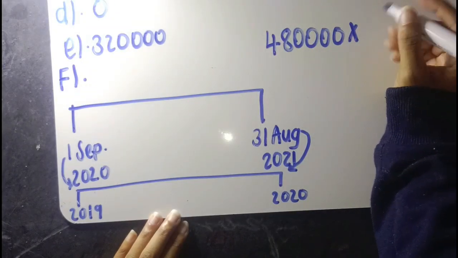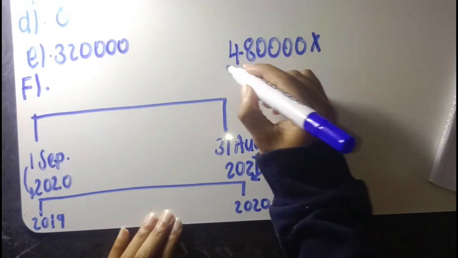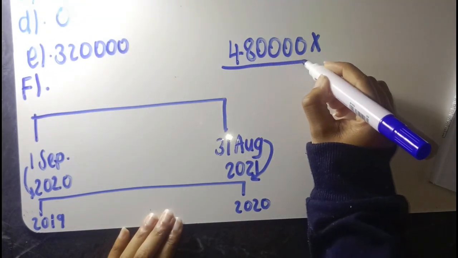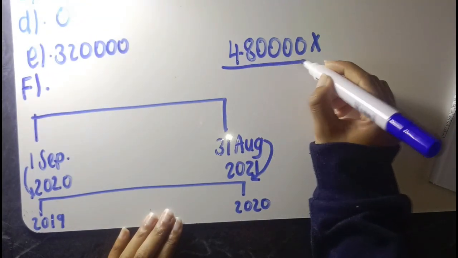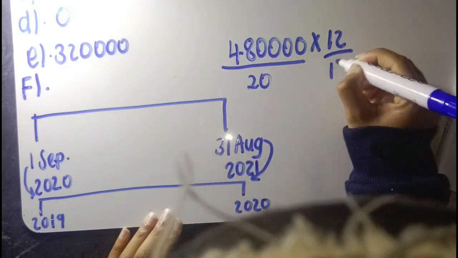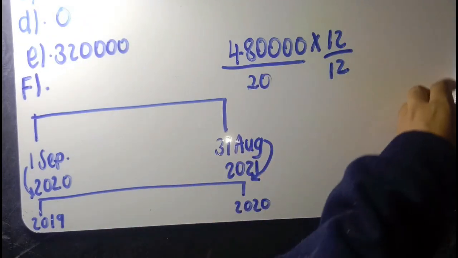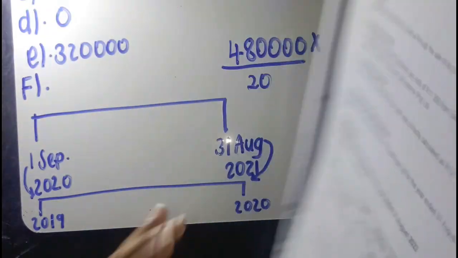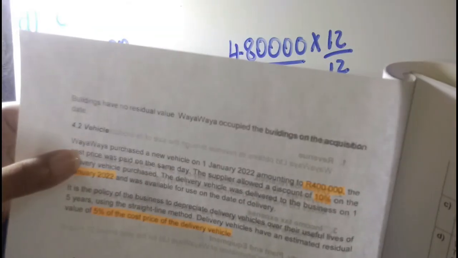And you're going to multiply that. You divide by, what is the useful life? 20, right? And then you're going to multiply by 12 over 12. Why don't we have a residual value for this? Because they did say your buildings do not have residual value.